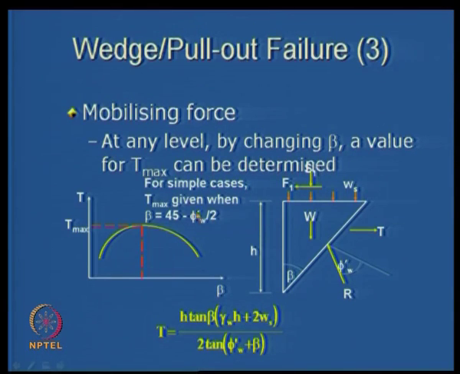So, in fact, for a simple case where there is only a surcharge, it is a simple equation you will get. T is nothing but h tan beta into gamma h, and if h is the maximum, for example, the height of the retaining wall is 7 meters, I put 7 meters here, and surcharge I know. Surcharge is nothing but, say for example, 20 kPa as per IRC, or 22 kPa or whatever. So, you can put that number, you will get the maximum tensile force required, which is actually the total reinforcement force required. We will see that.